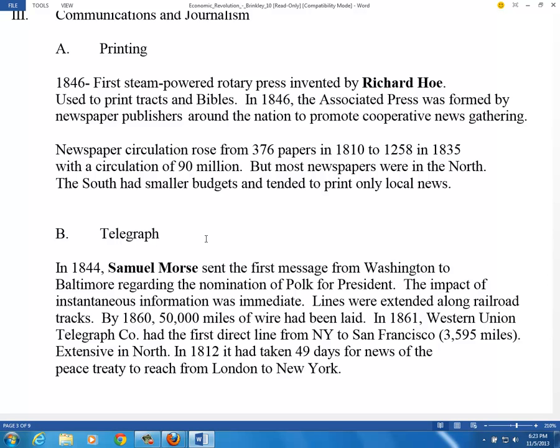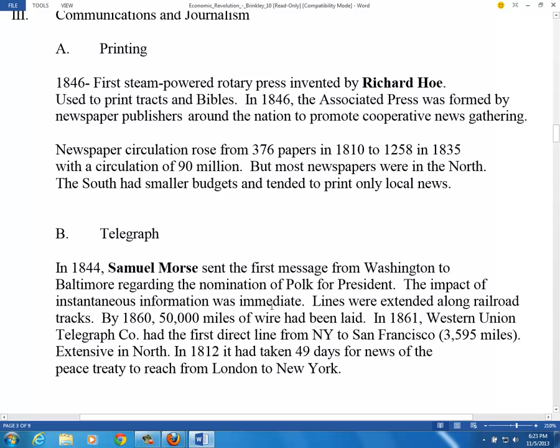And you can see here that circulation rose from 376 papers in 1810 to 1,258 different newspapers across the country. Circulation of 90 million people. Not 90 million people, I guess, but 90 million papers that were being sold in this time period. Again, but most of those are in the north. So there's a lot more communication, a lot more people that are educated, that are interested in the news, those kinds of things. That's also going to be a factor as we start talking about the Civil War.